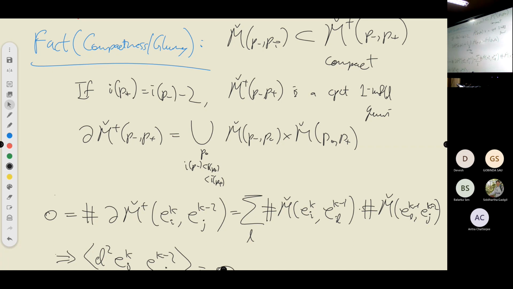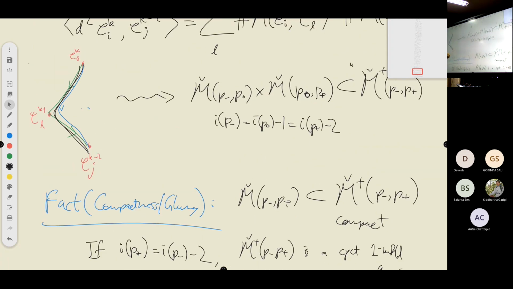So in the gluing process, you'll get an approximate trajectory, and then you'll have to use some kind of implicit function theorem to get an actual trajectory. Right? Yes. The point is you approximate close enough.